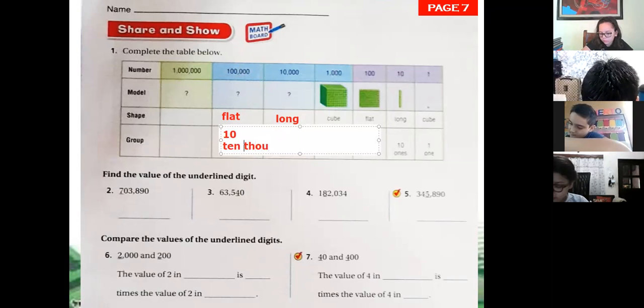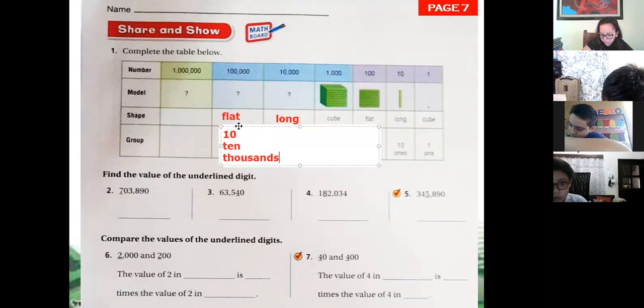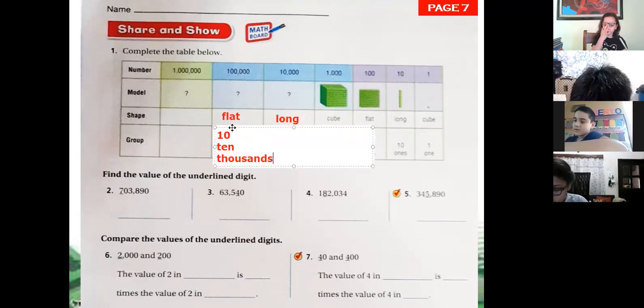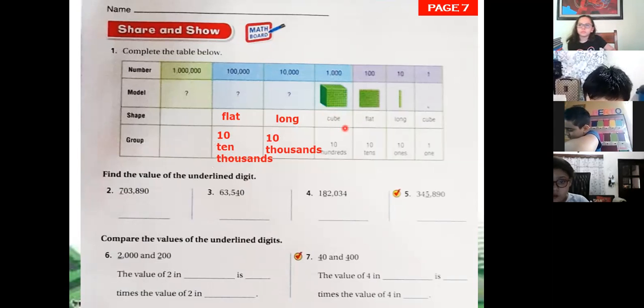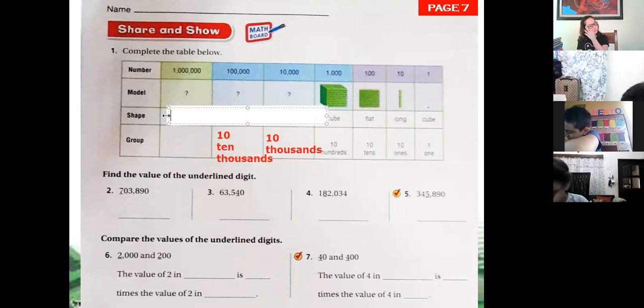Okay, that's space. It's not too much. We need 10 thousands to make 100,000, to make a flat. And after we make a flat, we make a cube, right? A cube. Yes. So let's write cube here. The shape is going to be a cube.